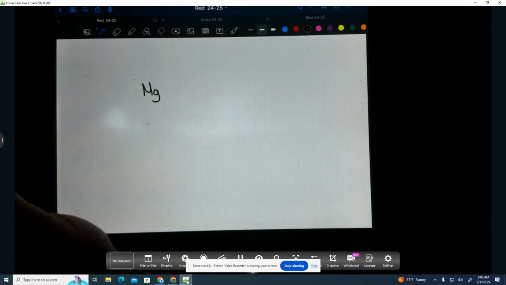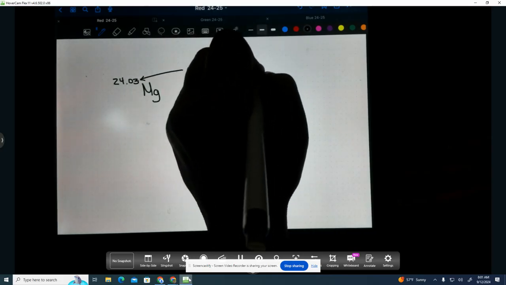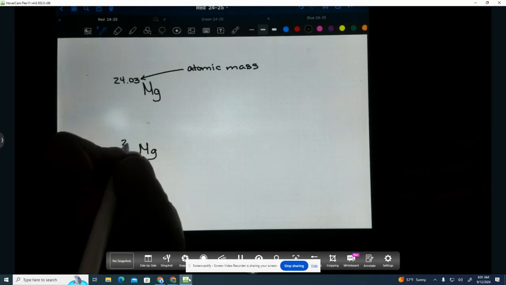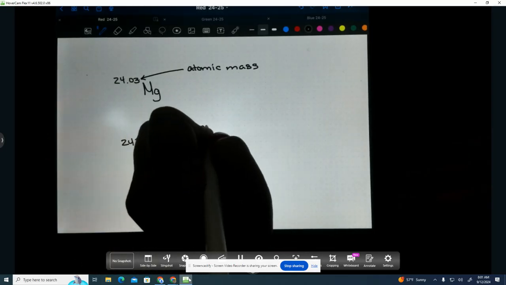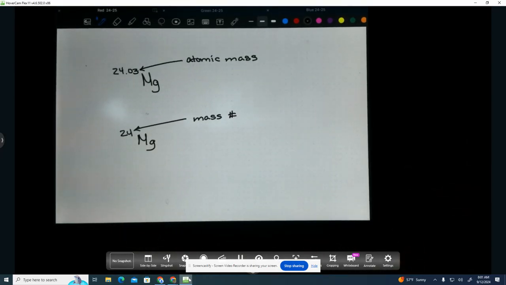Okay, the atomic mass, where's my black pen? That number right there is the atomic mass. That is the mass number. What's the difference between those two? One's a decimal. Okay, you see that?